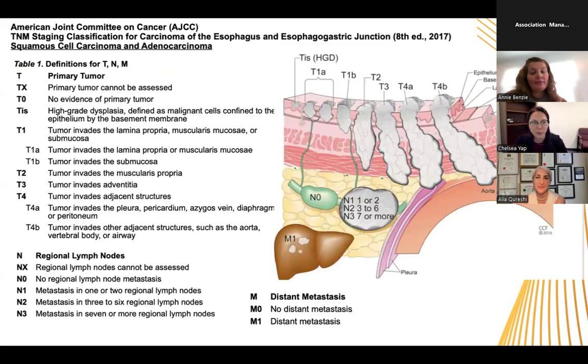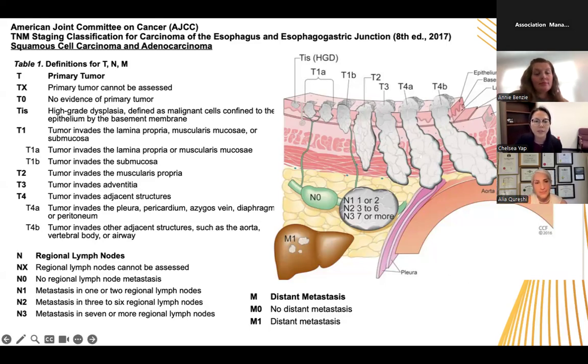Here's the TNM staging for esophageal cancers. Very important, because the T stage and N stage help guide our next steps in therapy. Starting with T stage, in situ is high-grade dysplasia of just the esophageal epithelium, but confined by the basement membrane. Whereas T1A invades the lamina propria and the muscularis mucosa, and T1B invades the submucosa.